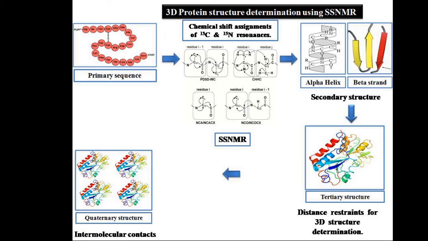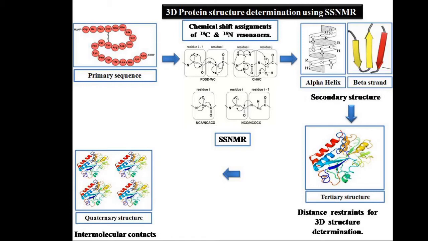Today I'm going to discuss the method with which we could determine the 3D structure of a protein using solid-state NMR. So as you know, proteins are made of amino acids and they are primarily available as sequences. These sequences fold into certain shapes to have secondary structure, and then they again fold spatially to have a tertiary structure. And if these structures interact with each other, or let's say if they have identical subunits, then they form the quaternary structure of the protein.